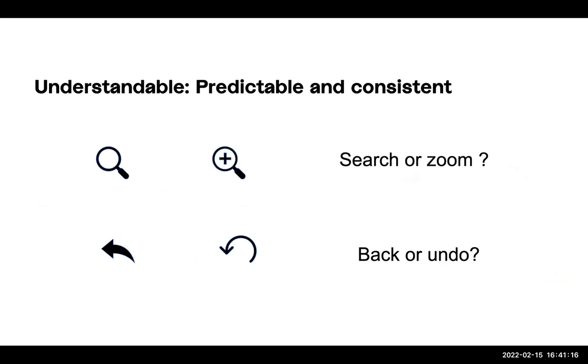When we talk about understandable, everything needs to be predictable and consistent. For example, the two icons on the left-hand side, the first two, the magnifying glass and the magnifying glass with a plus inside it. Which one is search and which one is zoom?